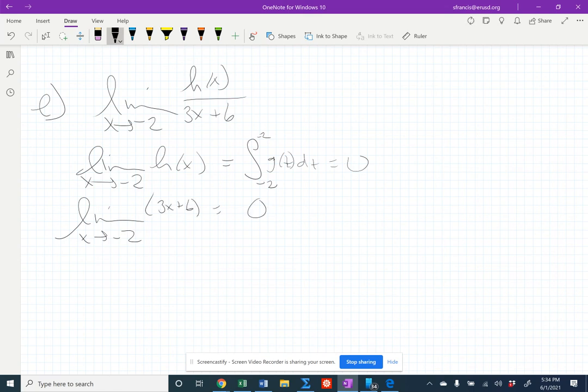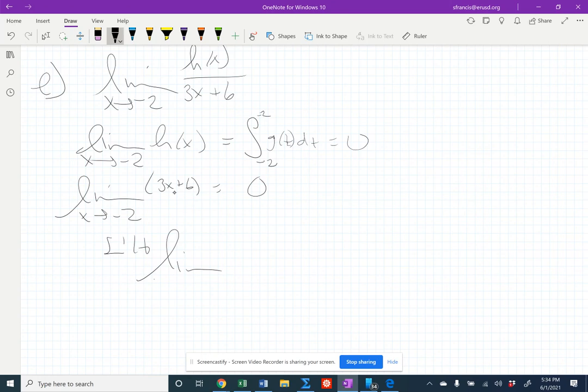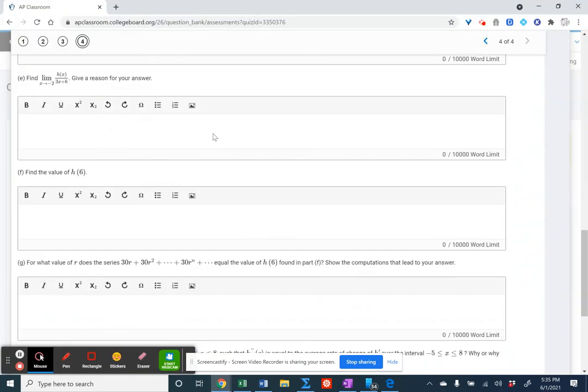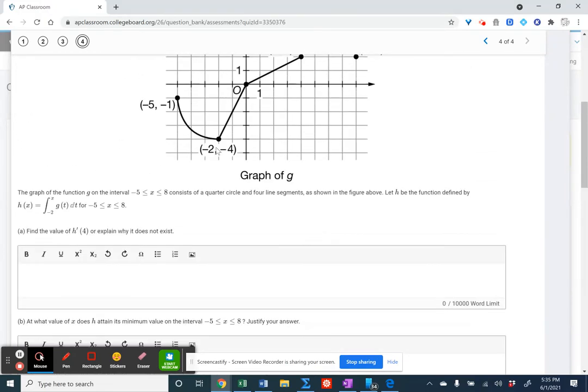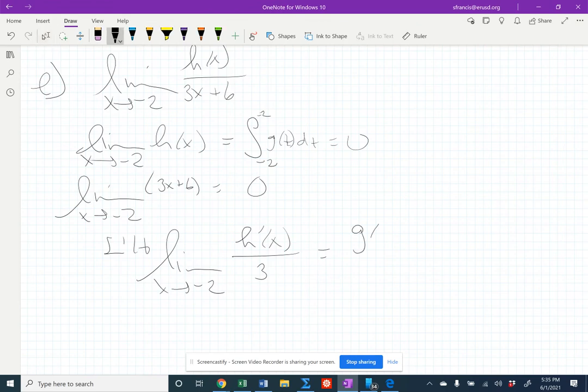This year, of course, it's a little bit different because you're going to be doing less algebra. So just explain to them the words. The numerator is approaching 0 and the denominator is also approaching 0. So we're going to apply L'Hopital's rule. H prime of negative 2 is going to be G of negative 2. G of negative 2 is negative 4. So this is going to be negative 4 fourths.